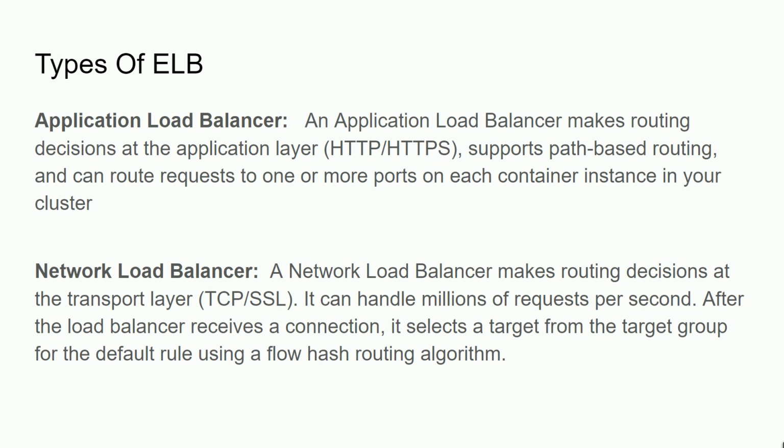The second one is the network load balancer. The network load balancer makes routing decisions at the transport layer. Generally, we know that the transport layer has TCP, SSL protocols. It can handle millions of requests per second, and after the load balancer receives the connection, it selects the target from the target group, and with the default rule, using flow, it distributes traffic to the destination machine.